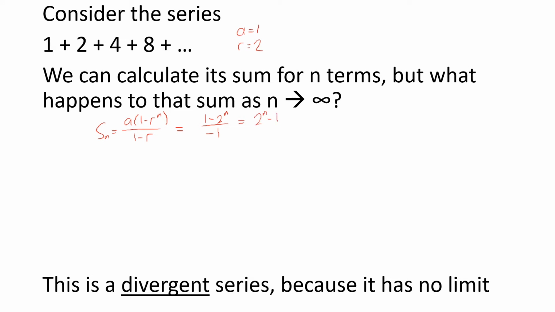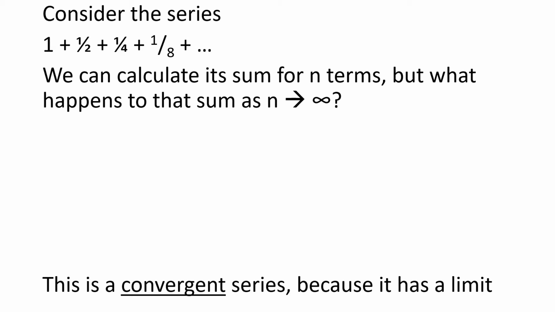Now what happens to that when n gets very, very large? As n gets big, 2 to the power of n gets absolutely enormous. If n is 5, it's already at 32. If n is 10, it's up to 1024. So that sum is also going towards infinity as we look at larger and larger values of n. We call this a divergent series, because that sum is going to get really, really large. It's not going to tend towards anything. It's got no limit.